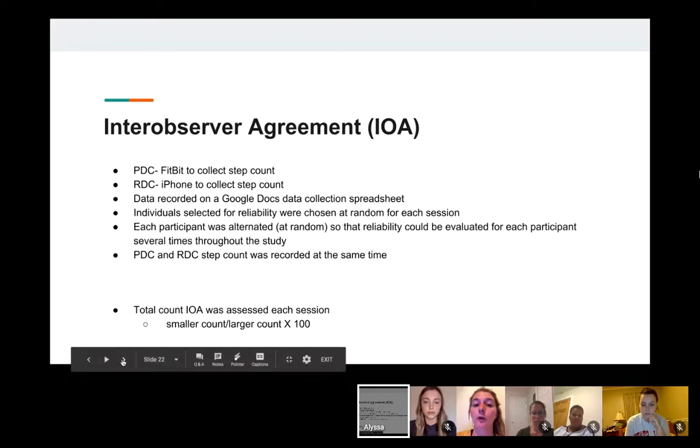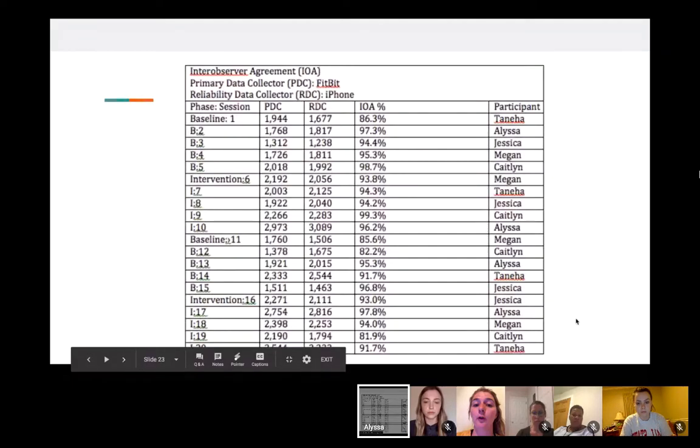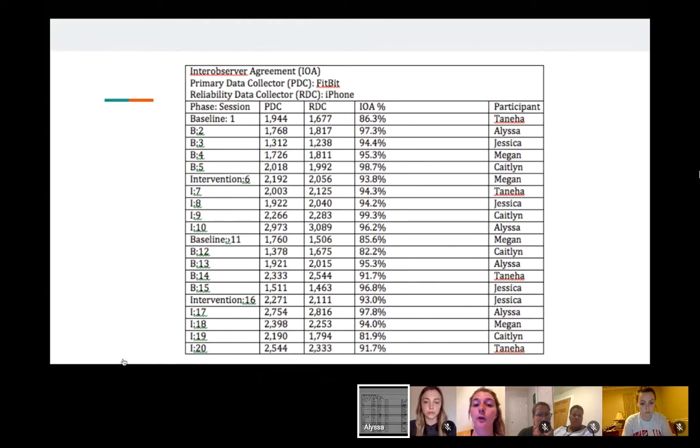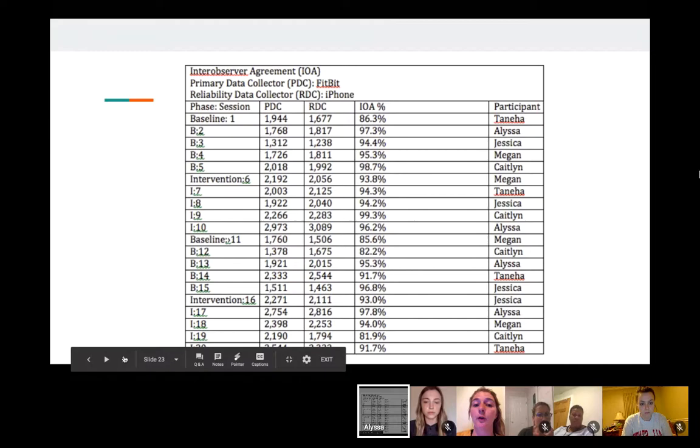Each participant, as I stated, was ranked. You can see on the chart in the participant section, it's never the same order of participants collecting reliability data. In the phases, we have baseline 1 through 5, intervention, back to baseline, back to intervention, collecting reliability data throughout the entire experiment. And none of our reliability data was under 80%. The closest one was 81.9, but every reliability data we collected was above 80%, which was awesome to see.